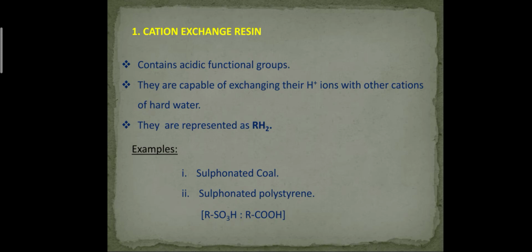In cation exchanger, the resins contain acidic functional groups. These resins are capable of exchanging their hydrogen ions with other cations of hard water. They are generally represented as RH2. Some examples of cation exchange resins are sulfonated coals and sulfonated polystyrenes.